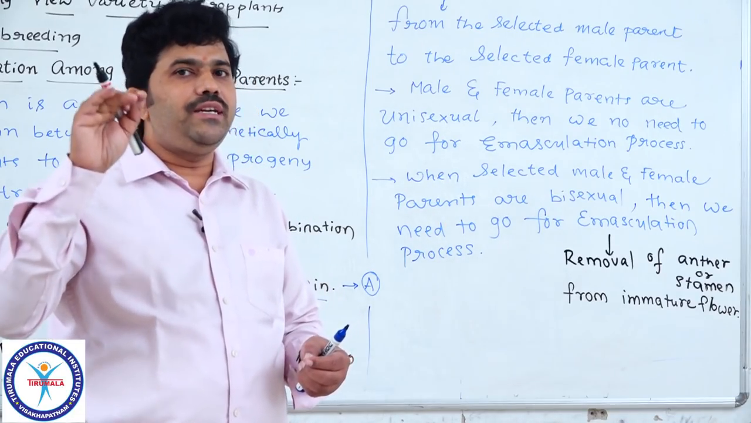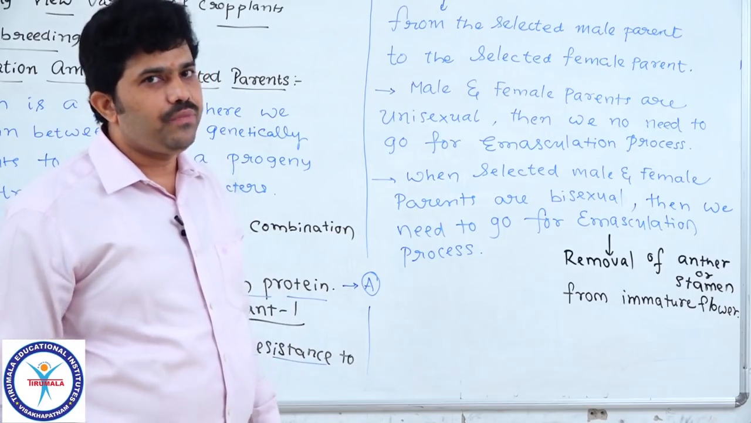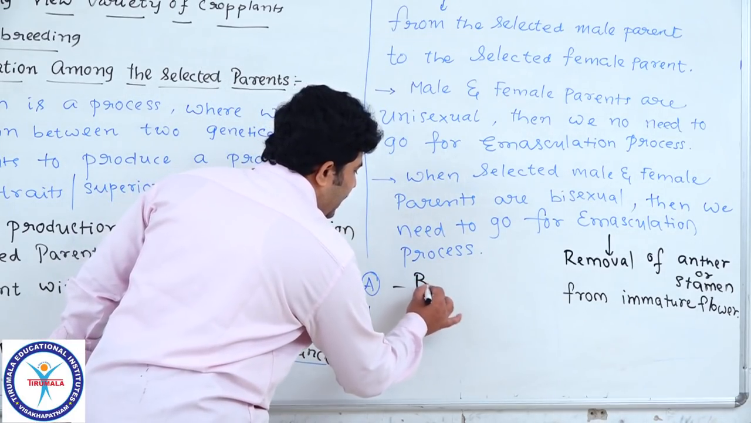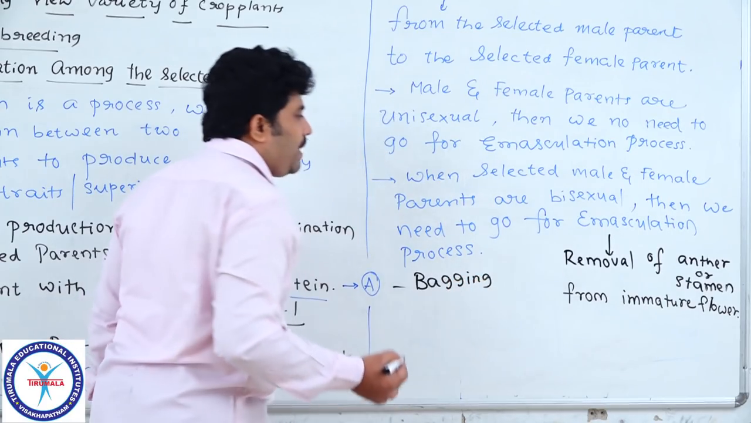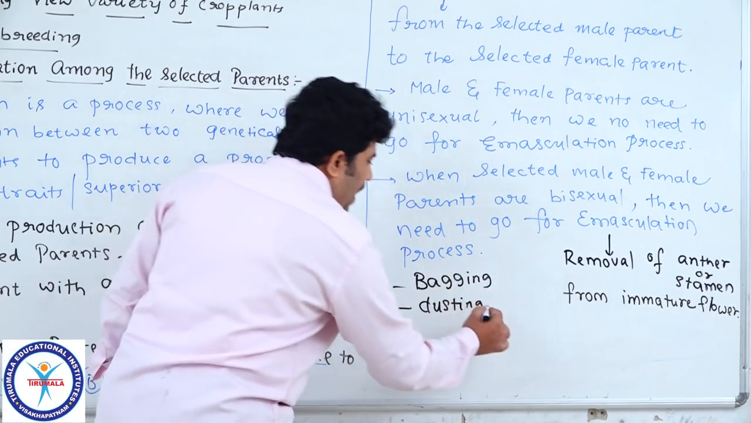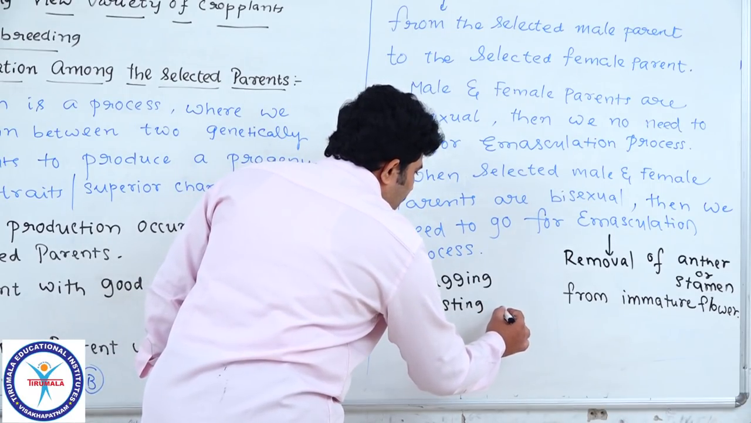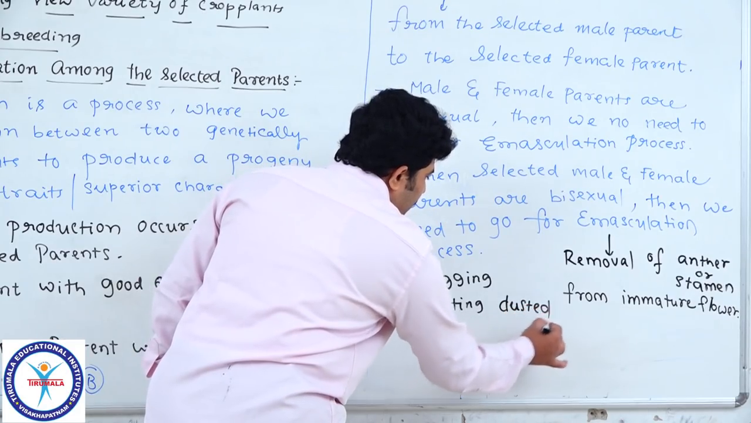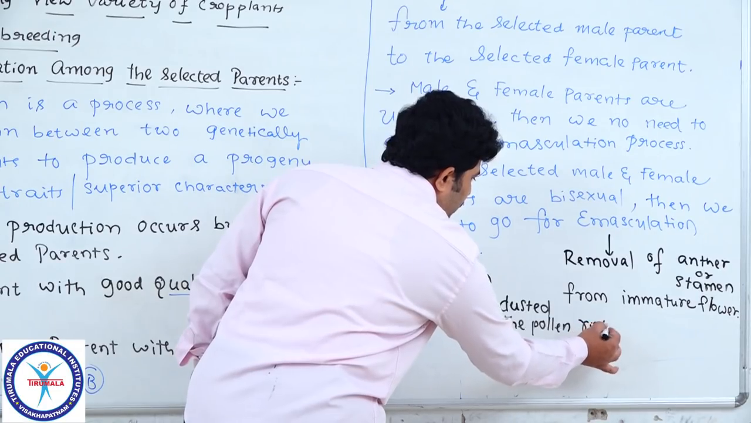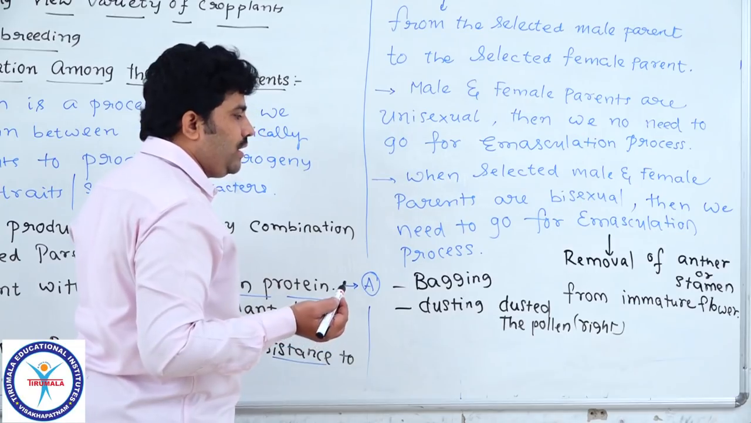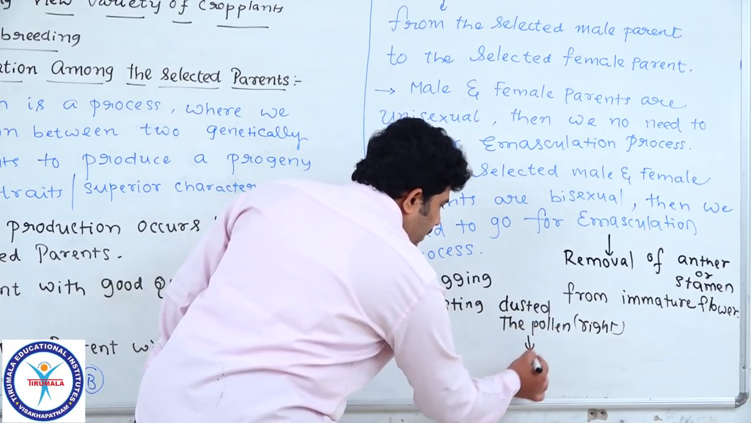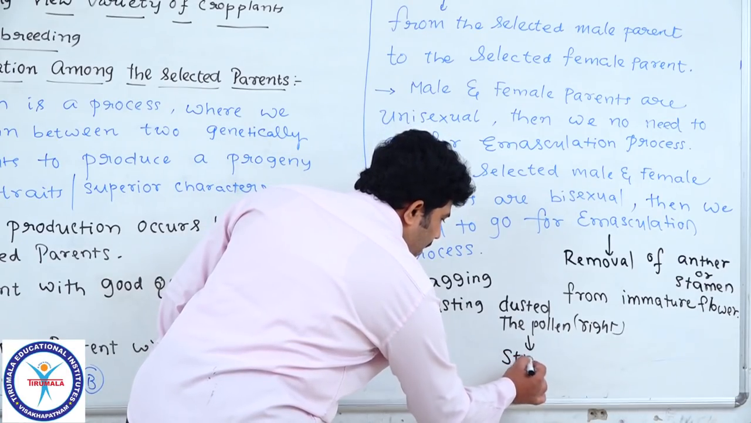This is done on the flowers of the plant which we marked as the female plant. Understood, students? We remove the anthers using different processes, like bagging. Please recall the information about emasculation and bagging. After that comes dusting. Dusting means we have to dust the right pollen. Right pollen is needed, otherwise you know very well what happens: it gives incompatibility. So we dust the right pollen on the matured stigma.